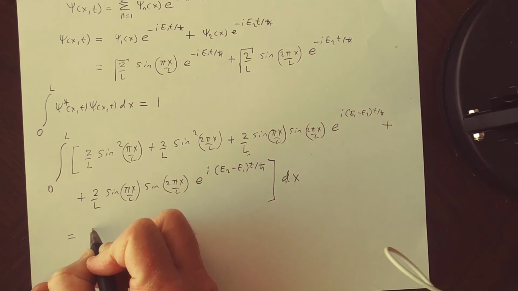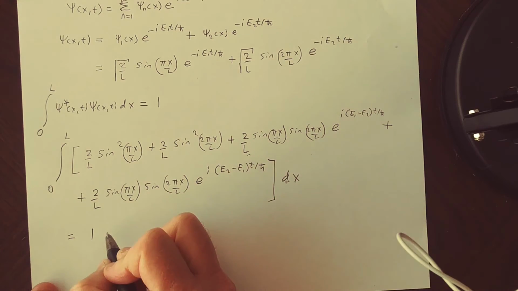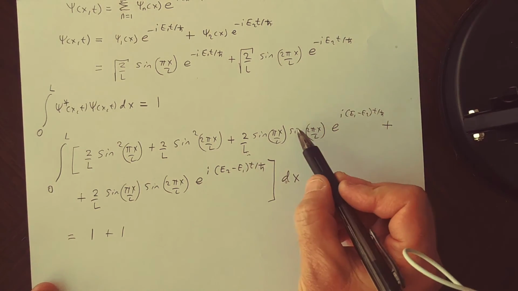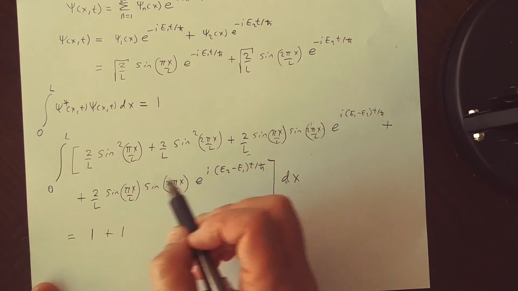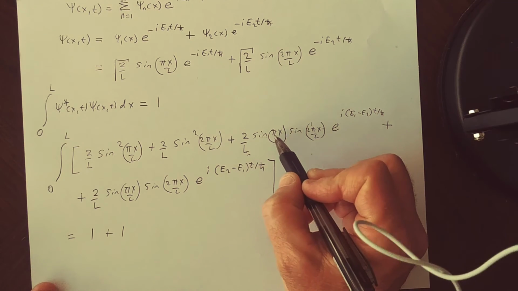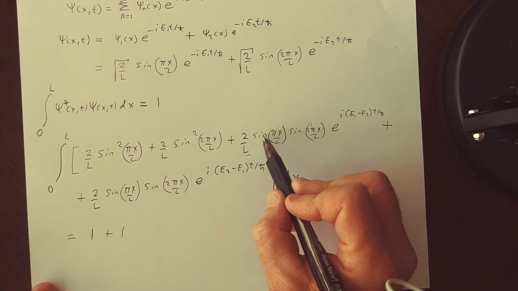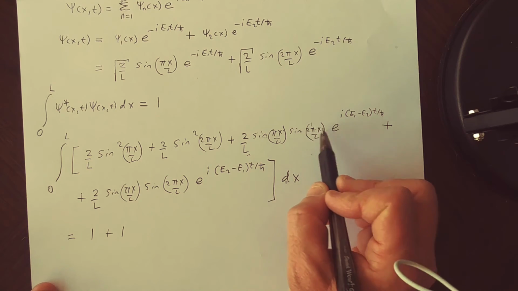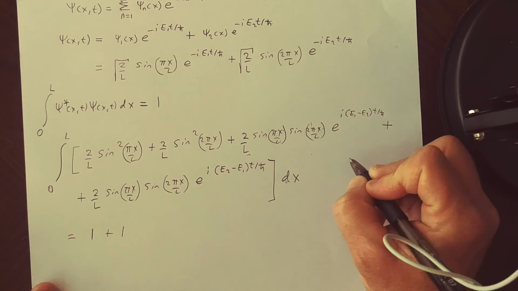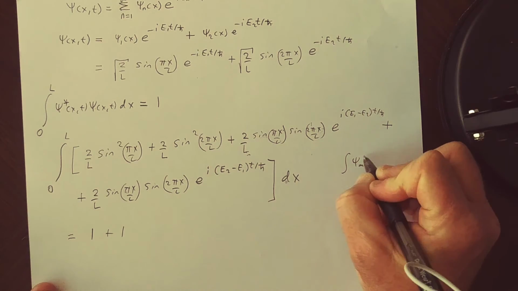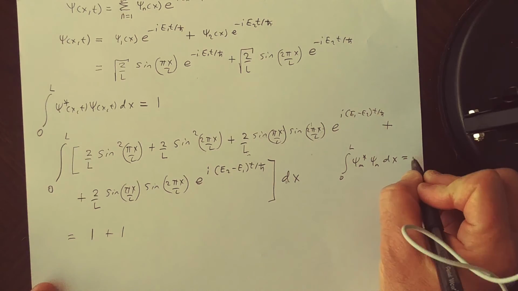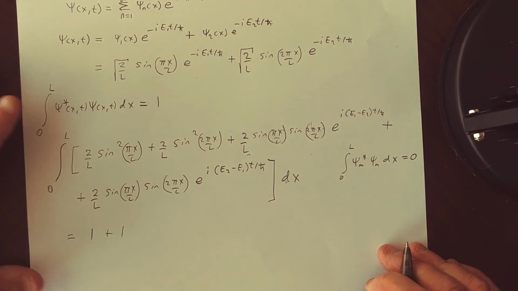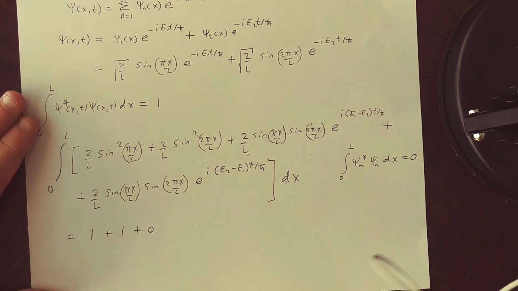So we get 1 from this one. The same is true here. And notice that these two terms vanish because of orthonormality, sine pi x over L and sine 2 pi x over L. This is the condition that the integral of psi m star psi n dx over the entire range must be equal to 0 by orthonormality. So those last terms give us 0, but this is already too large, and we get 2.